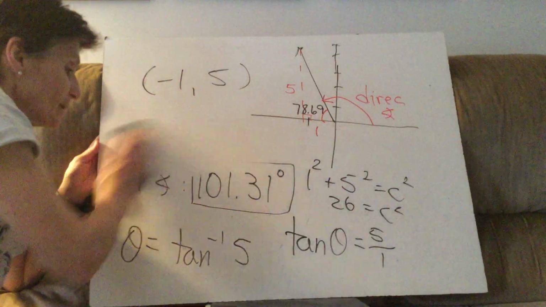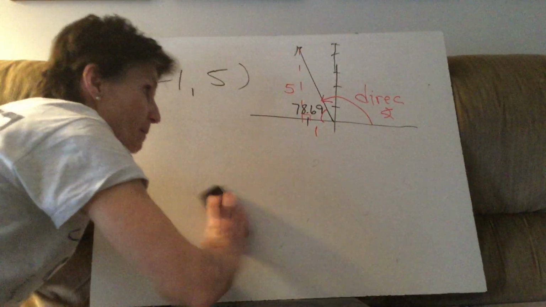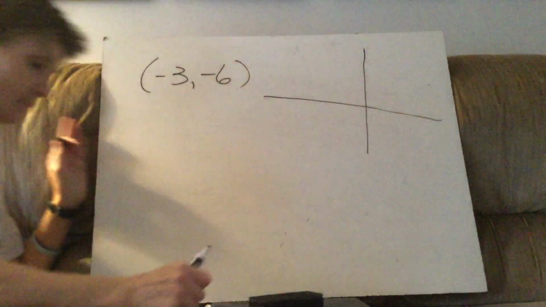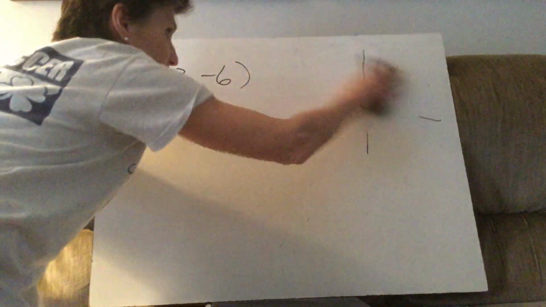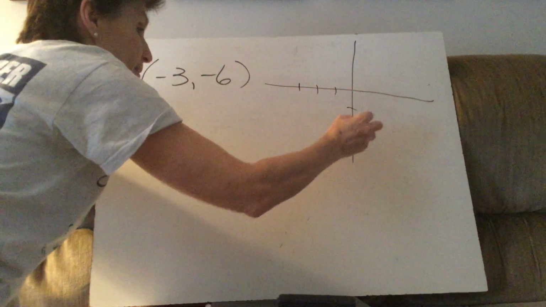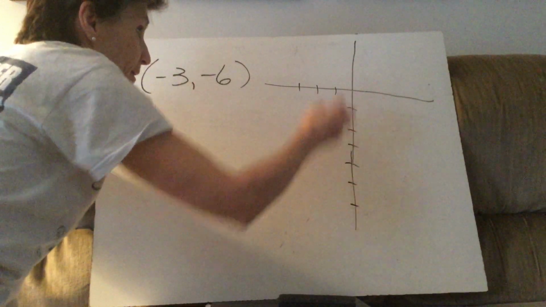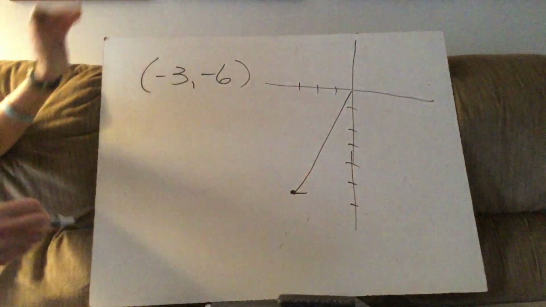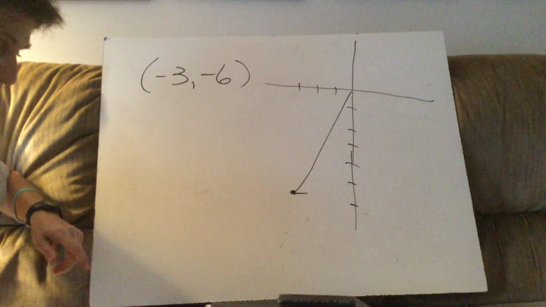All right, I know it seems a little bit overwhelming. Be patient, it's not that bad. You can figure it out here. Let's try the next one: -3, -6. Cannot wait to get back to our big board at school. There it is. There's your vector, -3, -6.